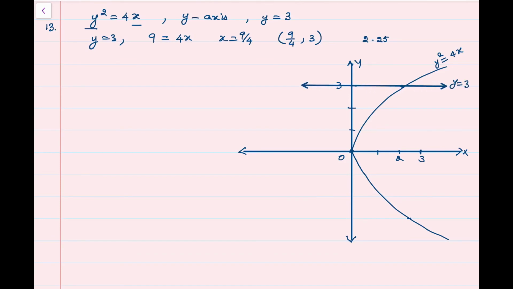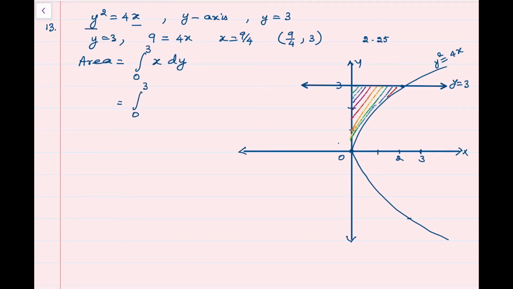And we have to shade the region bounded by the parabola, y axis and the line. This is the area to be calculated. Since the area is bounded by y axis, we will do integration with respect to y. Therefore, area is equal to integral x dy. We are doing integration with respect to y, therefore we have to write the y limits. The limits are 0 to 3.